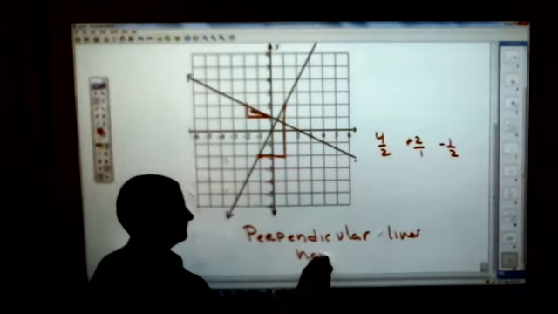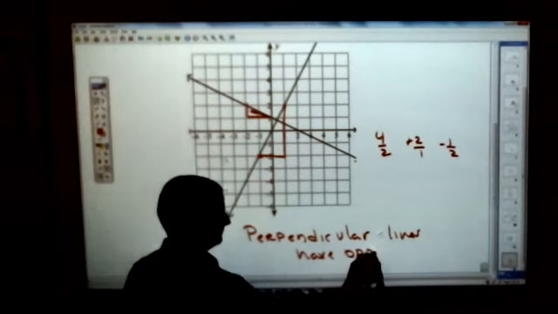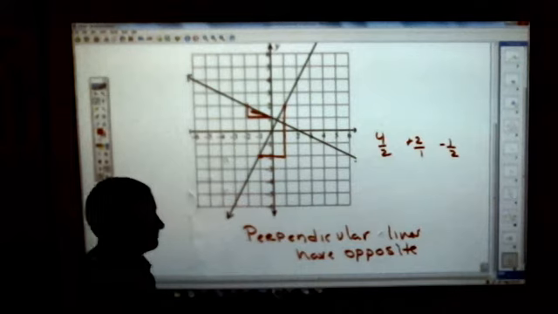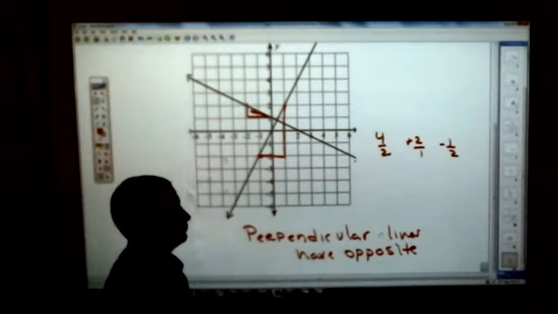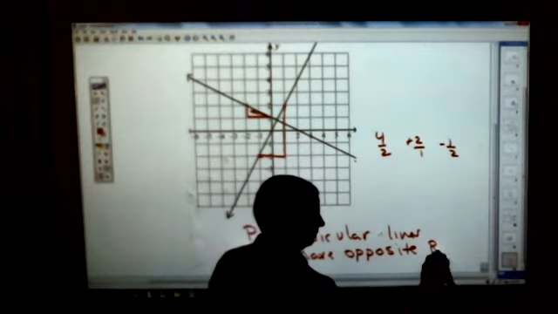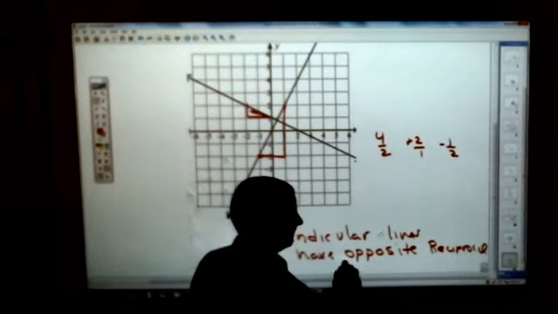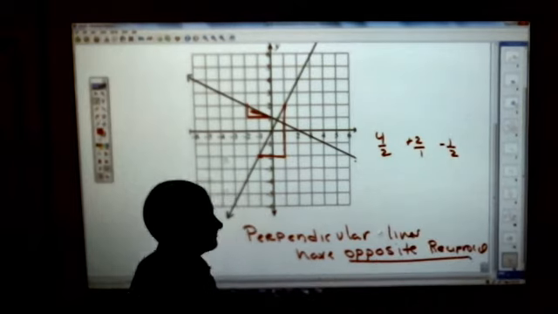have, somebody said it? Opposite what though? Opposite just means one's positive, one's negative. Opposite slopes. Not opposite slopes, but signs? No. Opposite, somebody said it before. It's the big R word that we learned back in school. They have opposite reciprocal slope. Opposite meaning one's positive, one's negative. Reciprocal means you take the fraction and you flip it over.